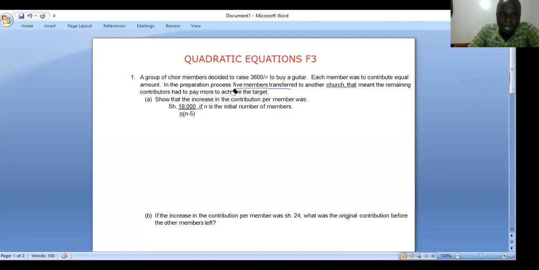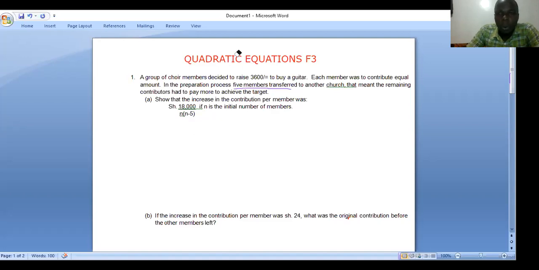In the preparation process, five members transferred to another church. That meant that the remaining contributors had to pay more to achieve the target. So the question is, show that the increase in contribution per member was 18,000 shillings divided by n into n minus 5.